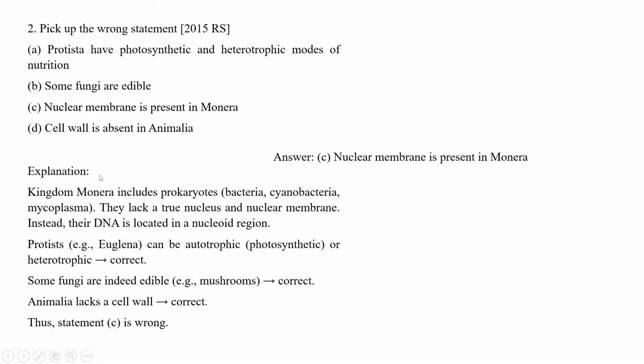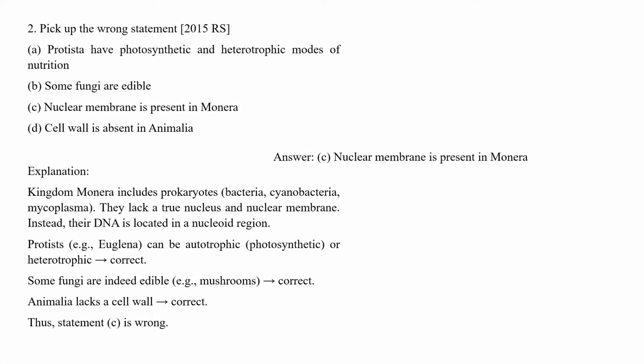Cell wall is absent in Animalia. Of course, in animal cells the cell wall is always absent. And protista have photosynthetic and heterotrophic modes of nutrition. This is also a correct statement. Protista like Euglena are autotrophic, and they make their food by photosynthesis using water and sunlight, and some protista are also heterotrophic. That's why option A is also correct. So the only wrong statement is that nuclear membrane is present in Monera. This is the explanation for this question.